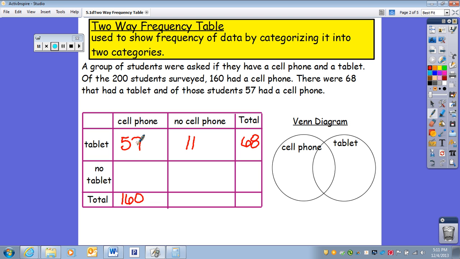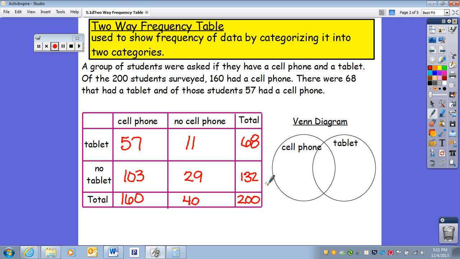Which means that if 57 of them had a tablet, that would mean 103 of them would not have a tablet. Please recall from the very beginning that our total number of students is 200. That would mean that if the total is 200, then there would be 40 students left in this column. And if 11 of those students did not have a cell phone, that would mean also that 29 did not have a tablet. And then when I add these two together, 103 and 29, the total number of students that did not have a tablet would be 132 students.